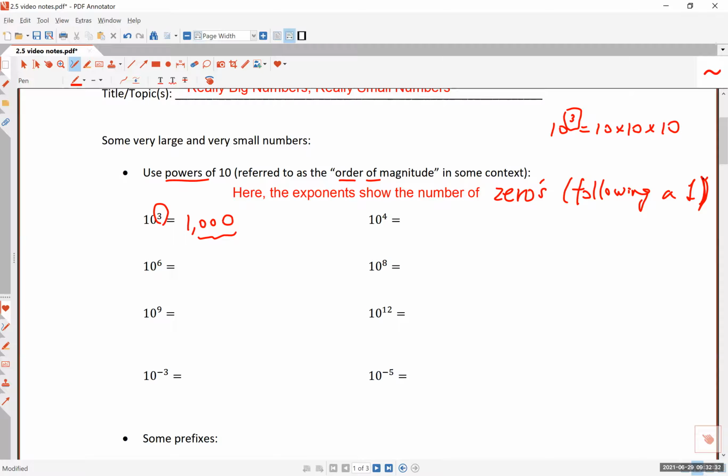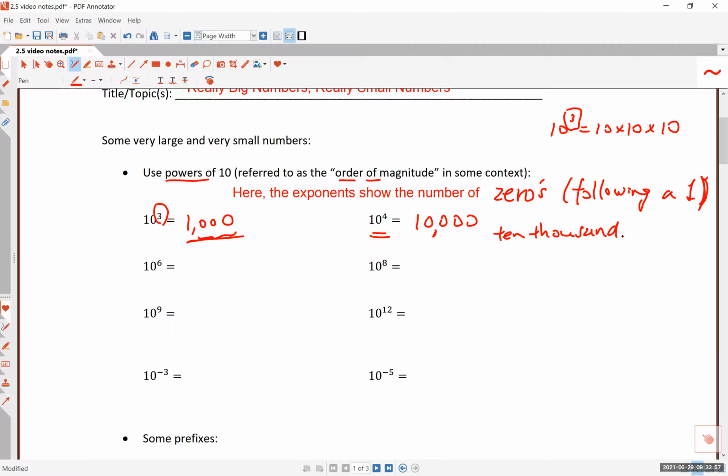That's not very difficult, right? I hope you know how to read this. 1, 0, 0, 0 is, of course, 1,000. 10 to the fourth would be 1, 0, 0, 0, 0, because you have to have 4 zeros. And typically we put a comma before the last 3 zeros. So this is 10,000. We can handle this so far.